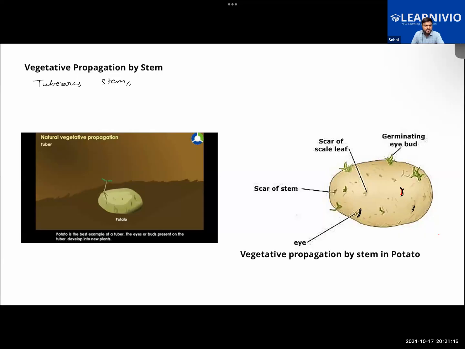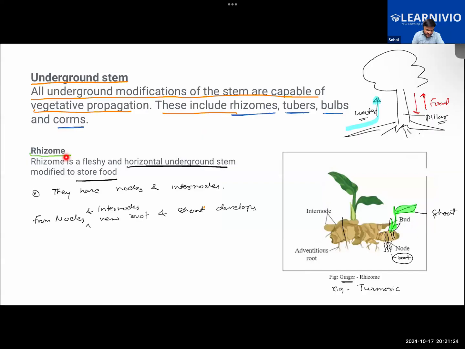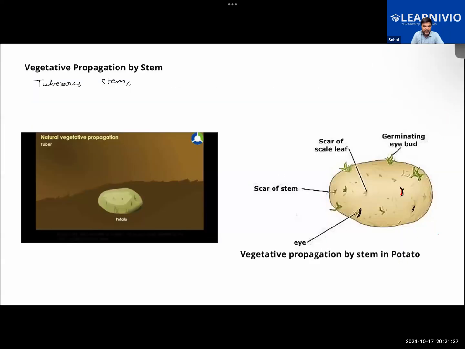So talking about another type of vegetative propagation by the tuberous stem. This is also a stem. The previous one was also a stem, but that was rhizome, and right now we are learning about the tuberous stem.